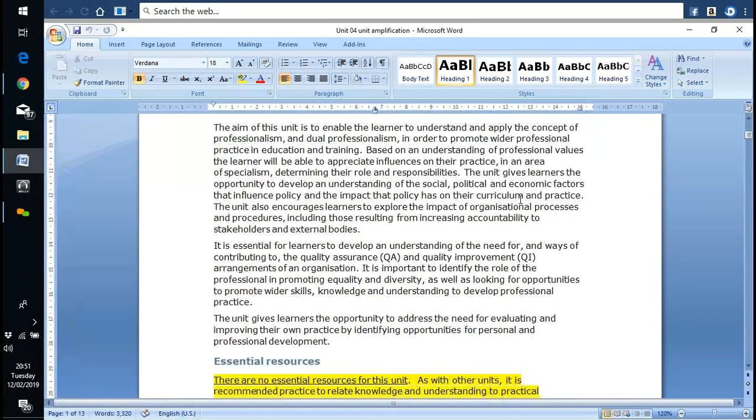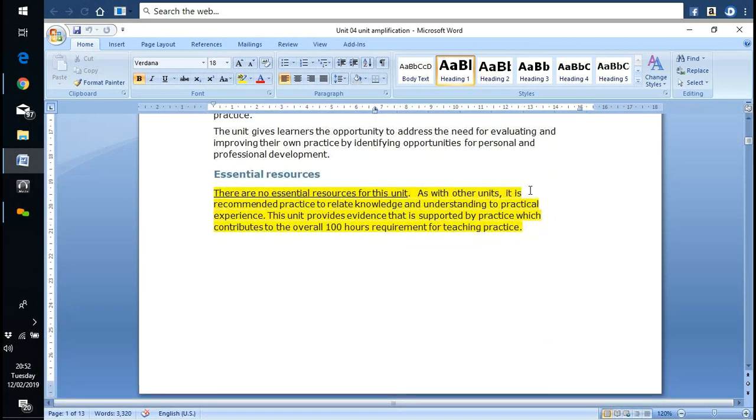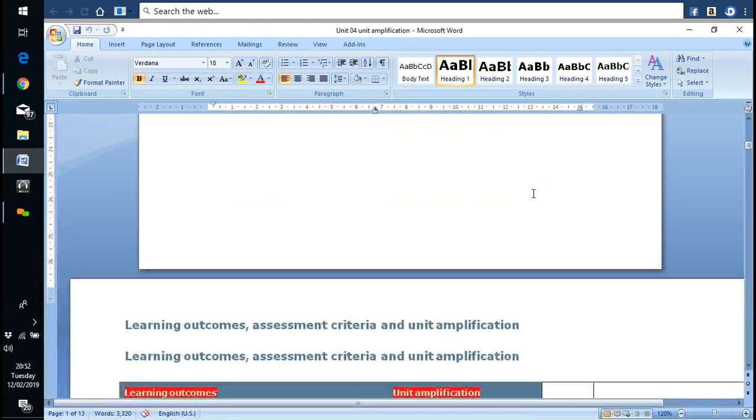So on this bit, it's always worth reading the unit aim. To be able to understand and apply the concept of professionalism and dual professionalism in order to promote wider professional practice in education and training. It's based on the understanding of professional values, and the learner will be able to appreciate the influences on their practice in an area of specialism. I'm not going to go into the rest of that because you could read through that yourself. There are no essential resources for this unit. As with other units, it's recommended practice related to knowledge and understanding of practical experience.